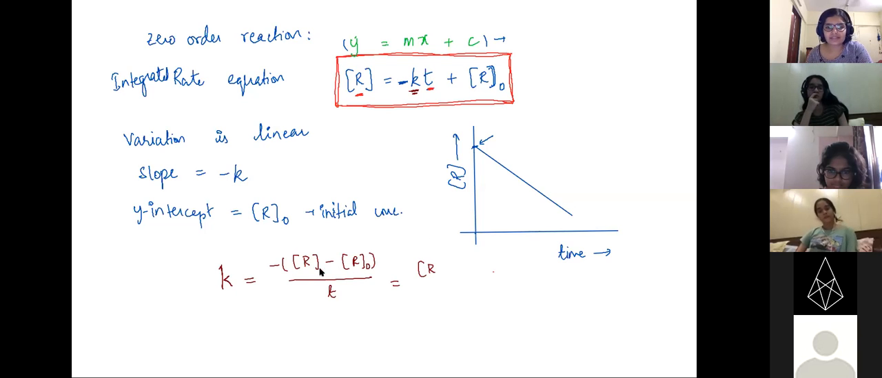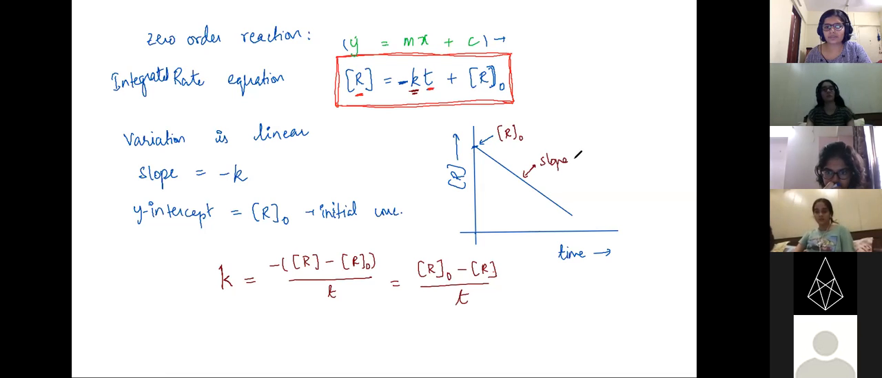Okay. So minus of minus, I can also write it as R naught minus R by time. So by applying this, you can find out what is the value of K. In the graph, this y-intercept is equal to R naught and the slope of this line will be equal to minus K.